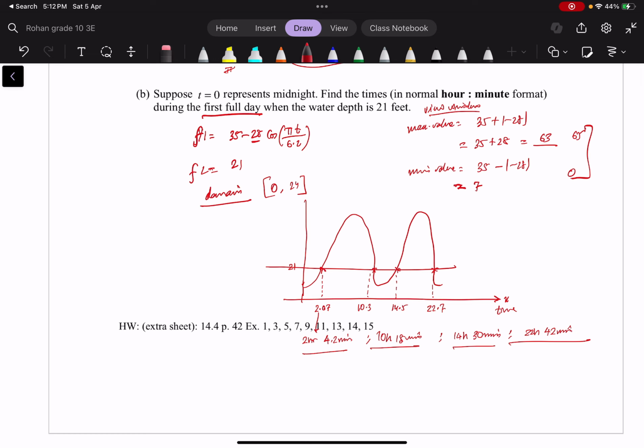Home extra sheet. There was some homework for this lesson. I saw that. Lesson 3.